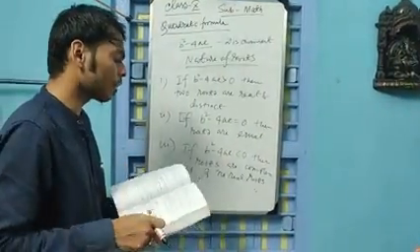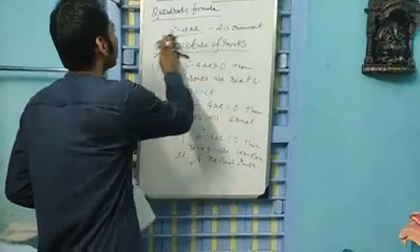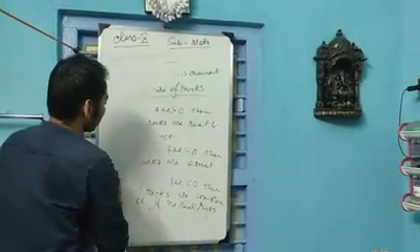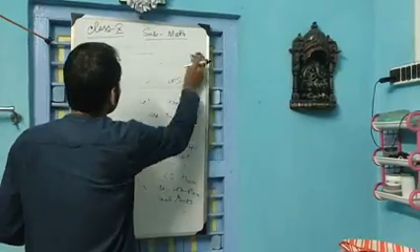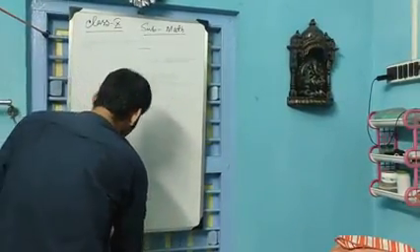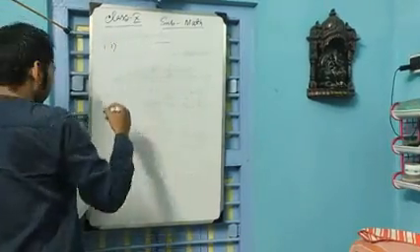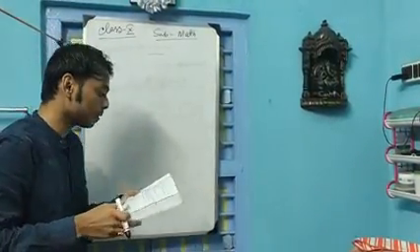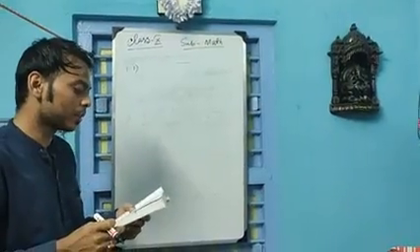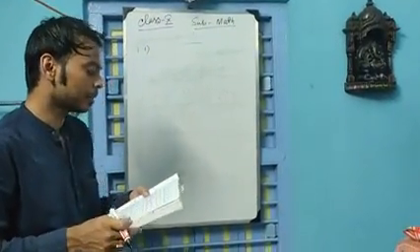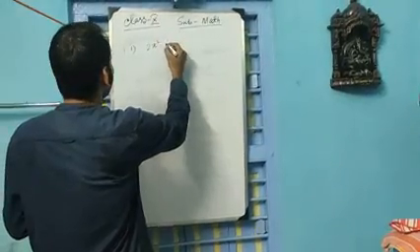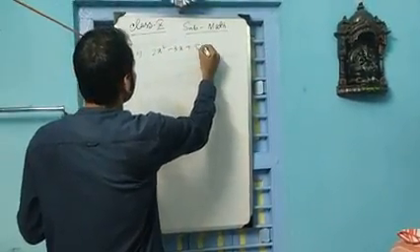Now I am solving one or two problems. Move on to exercise number 4.4. The first problem. Just read the problem: find the nature of the roots of the following quadratic equation. If the real roots exist, then find them. So the first question, 2x² - 3x + 5 = 0.